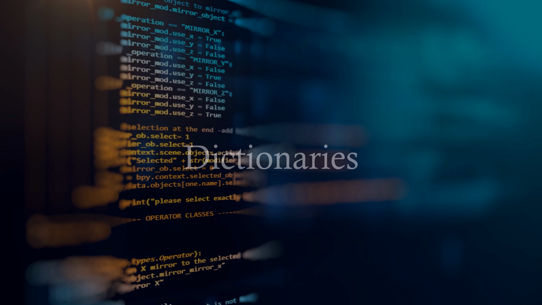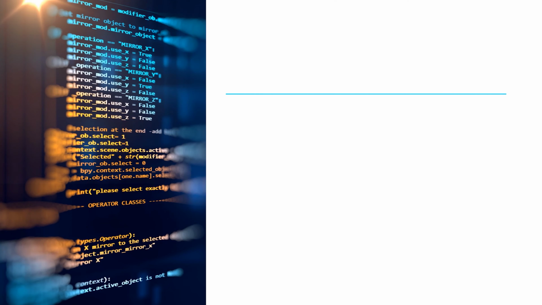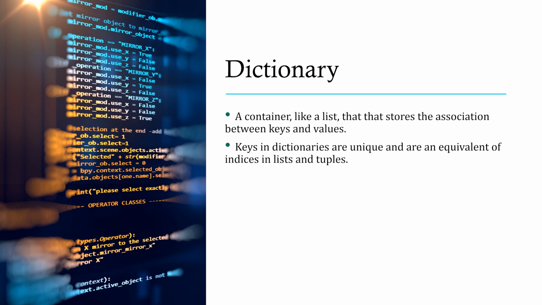If you've been following along, in my last video we talked about sets in Python, and in this video we shall talk about dictionaries. Dictionaries in Python are containers that store the association between keys and their values. Dictionaries are made up of unique keys that store values that can be associated with different keys too.